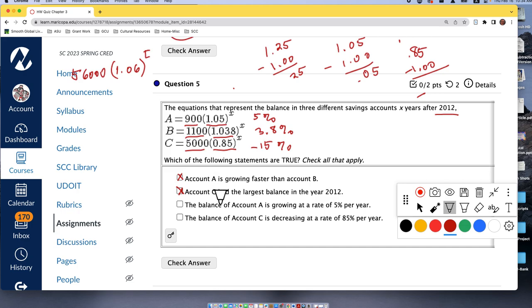They have 5,000. The balance of account A is growing at a rate of 5% per year. True? True. And then the balance of account C is decreasing at a rate of 85% a year. False. Good. It is decreasing, but the rate is 15%. If it was 85%, then really.